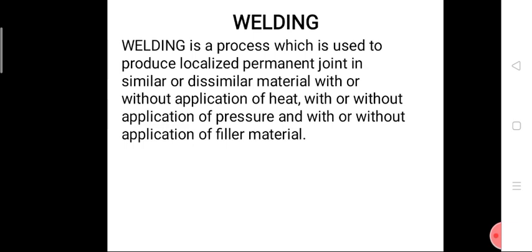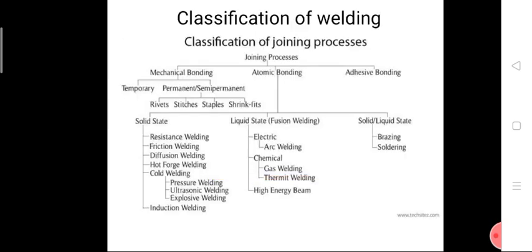Welding is a process by which we produce a local permanent joint by the application of heat or without the application of heat, by the application of pressure or without the application of pressure, and by the use of filler material or without the use of filler material. It depends on the thickness of the material. If it is of less thickness, then filler material is not required, but if it is of high thickness, then there is a requirement of filler material.